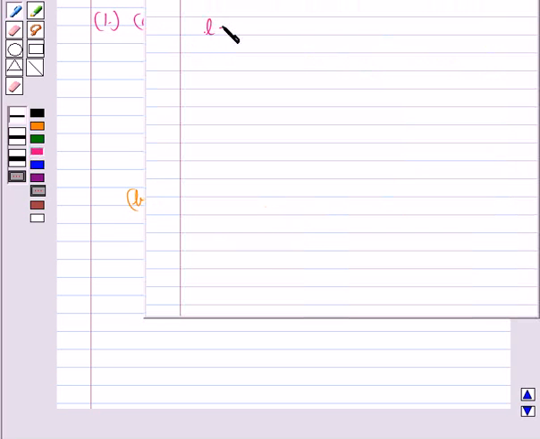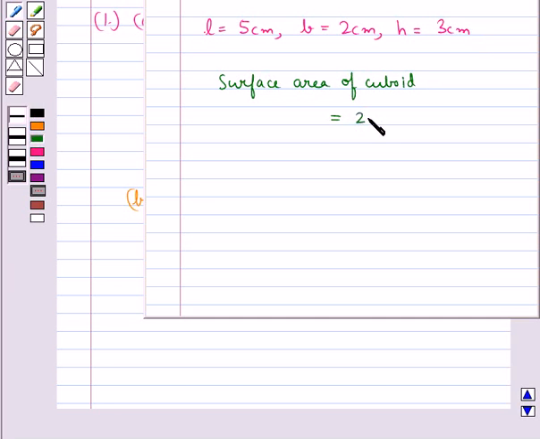Consider a cuboid of length equal to 5 cm, breadth equal to 2 cm and height h equal to 3 cm. Now, the total surface area of this cuboid is given by 2 into LB plus BH plus HL, centimeter square. We take the unit of area as the square unit. This is a very important thing that we need to remember. This is equal to 2 into 31, that is 62 centimeter square, the surface area of the cuboid.